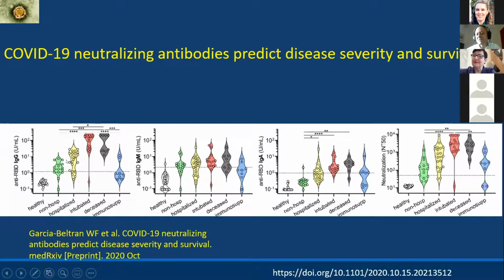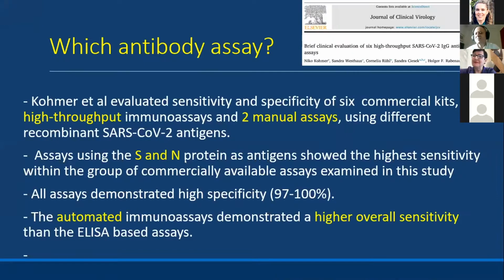So from this paper, it is very interesting to note that levels of IgG, IgA correlate with disease severity as well as outcome. Which antibody assay? This paper looked at the assays from 6 different commercial kits, and they used S and N antigen. They found them to be the best antigens to be used in these assays, and they found that automated immunoassay have better results than ELISA or manual assays.